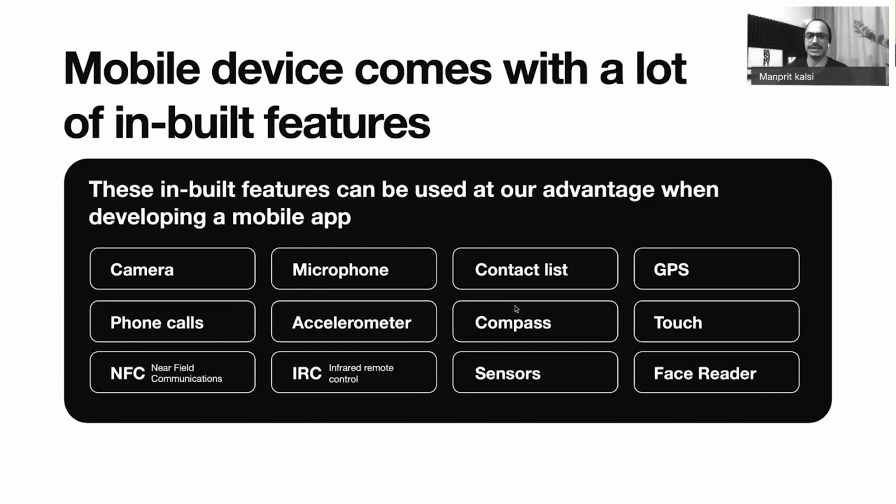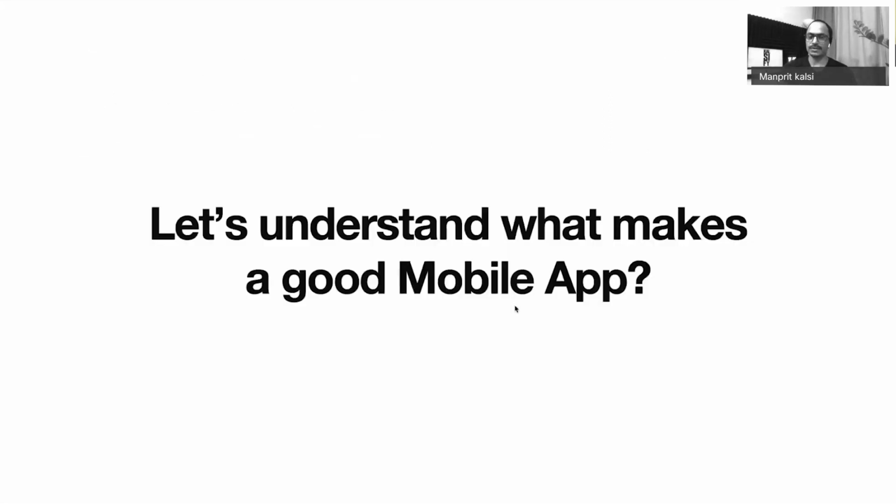So accelerometer, compass, then touch. It's all about touch. You should use that feature because we have different kinds of touch, like swipe, tap, double tap. We should use those in your app to increase interaction. Similarly, there are other advanced features like NFC, IRC, sensors, face readers, and if we are able to use those features, we should use them in our app. Now, those were at a very high level, the principles that we should follow when designing the app.